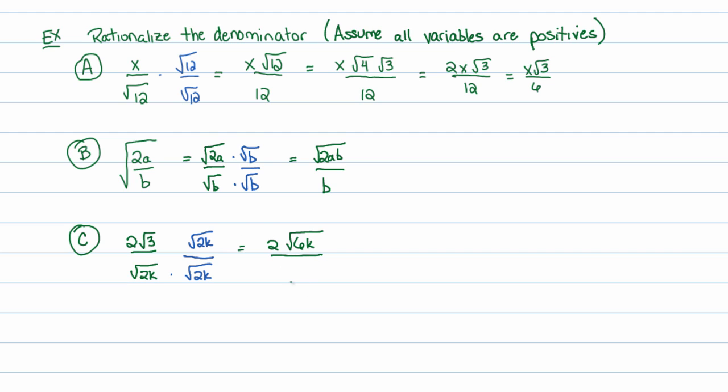all over 2k. 2's will cancel. This will be the square root of 6k over k. And no, the k's do not cancel. Don't do that. That k in the numerator is locked inside that square root. You cannot cancel the k's.